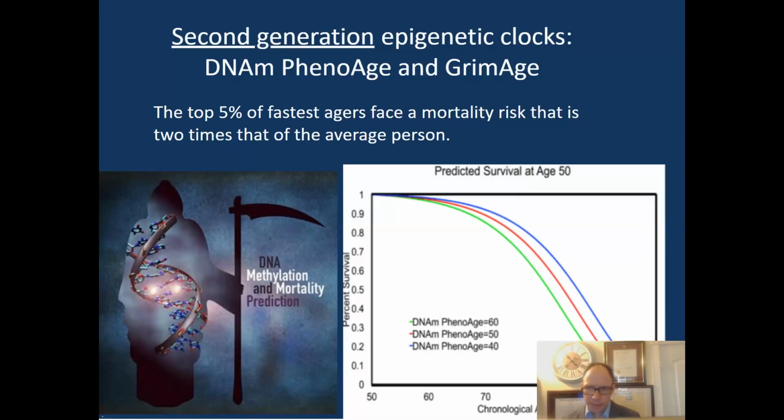And how strong are the effects? Well, if you're in the top 5% of the fastest agers according to GrimAge, then your mortality risk is 2 times that of the average person. I will flesh that out. Mortality risk means hazard ratio of death from a Cox model.